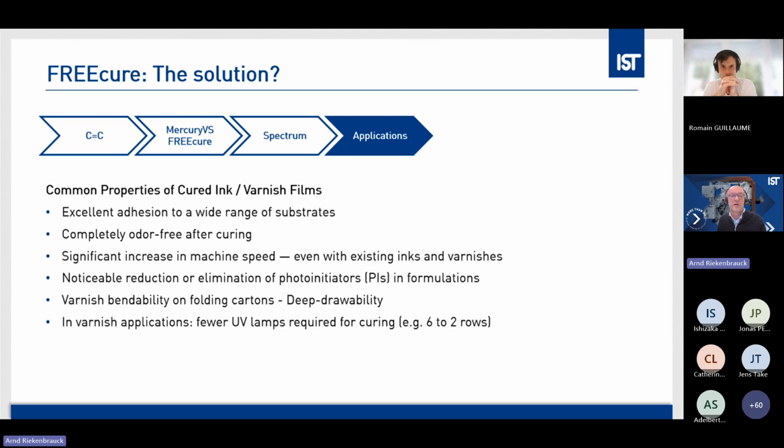We have a completely odor-free coating after curing. In all of the cases, we could increase the machine speed significantly, even with existing inks and varnishes, because in a lot of applications, the lack of UVC is the limiting factor. In almost every application we had in our lab, the amount of initiators could be reduced, and substantially reduced. The varnish bendability on folding cartons is very, very good.